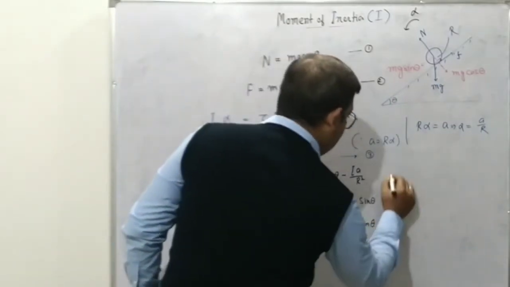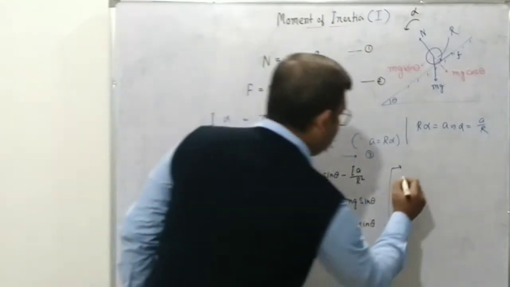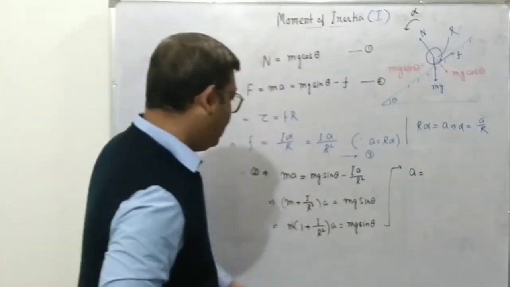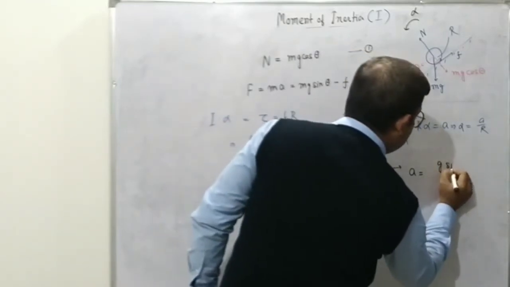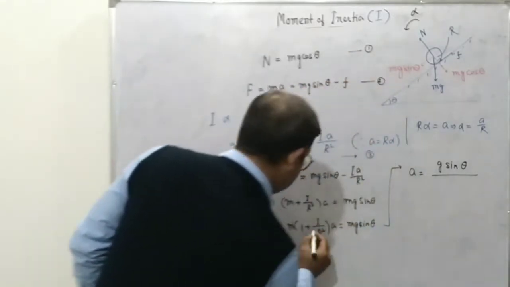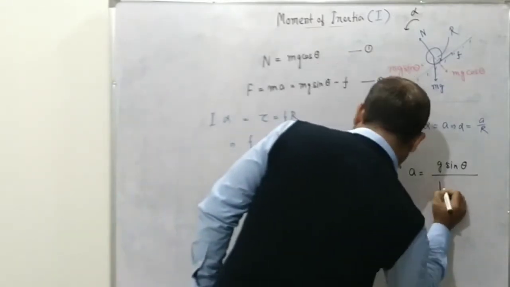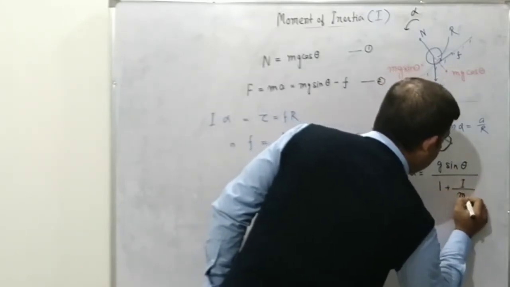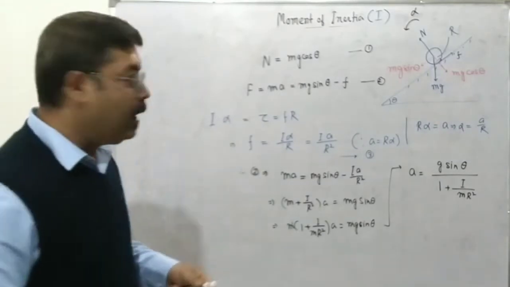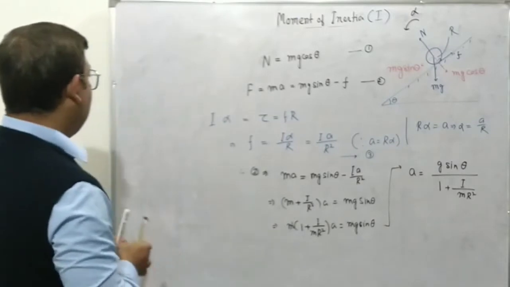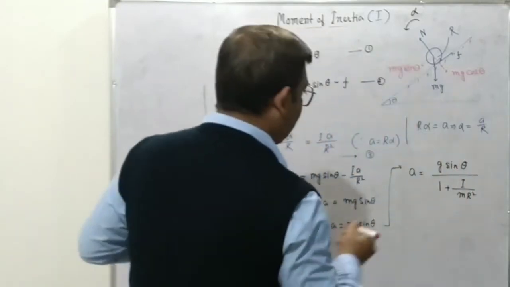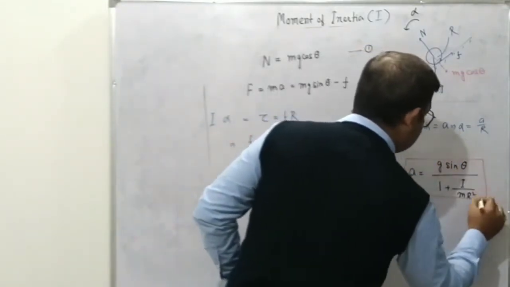Hence, we are left with the equation that the linear acceleration of the center of mass of the body down the incline will be given by g sine theta divided by, there will be an m here, 1 plus I by m R squared. Okay, till now? Fine. Now, this is one of our results, that linear acceleration is this.